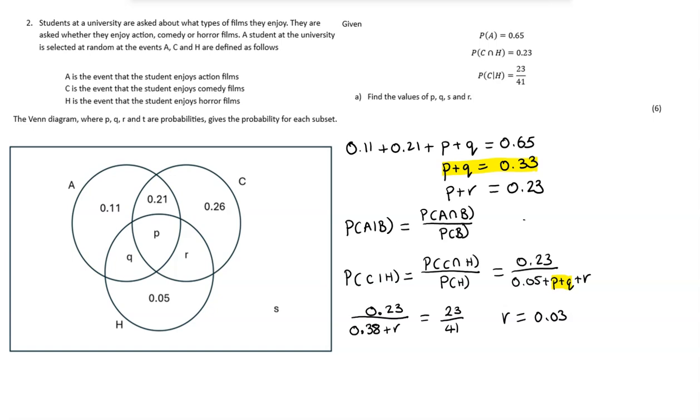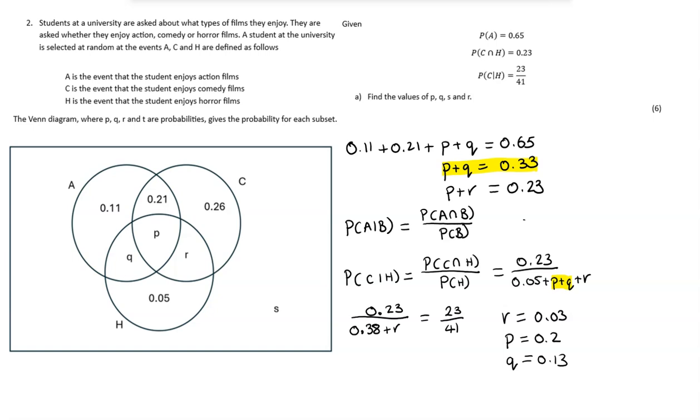You can do the rearranging, but you might just be able to spot that you can basically multiply both the numerator and denominator by 100 here, and then you'll see it's a lot easier to solve, and you just get R is 0.03. Knowing that R equals 0.03, sub that into your P plus R equals 0.23 equation, and you can find that P equals 0.2. If you know P is 0.2, you can sub that into the P plus Q equals 0.33 to get 0.13. The only thing left to do now is to find what S is.